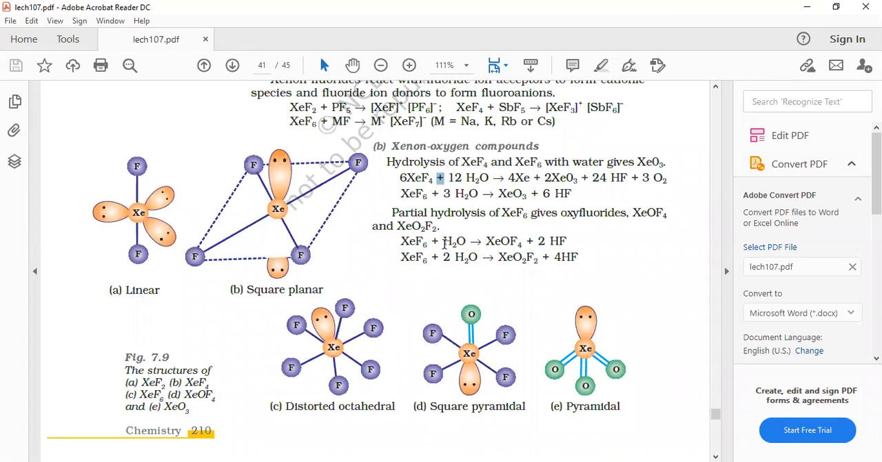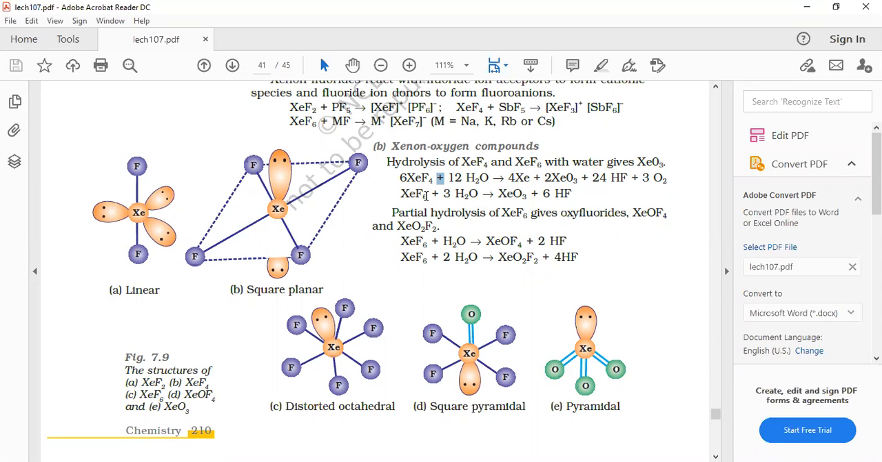Next one is xenon oxygen compounds. Hydrolysis of XeF4 and XeF6 with water gives XeO3. See, XeF4 with water forms XeO3, xenon, hydrogen fluoride and oxygen, while XeF6 is hydrolyzed to give XeO3 and hydrogen fluoride.